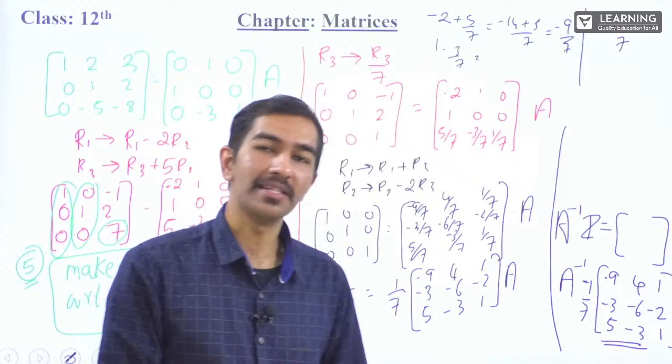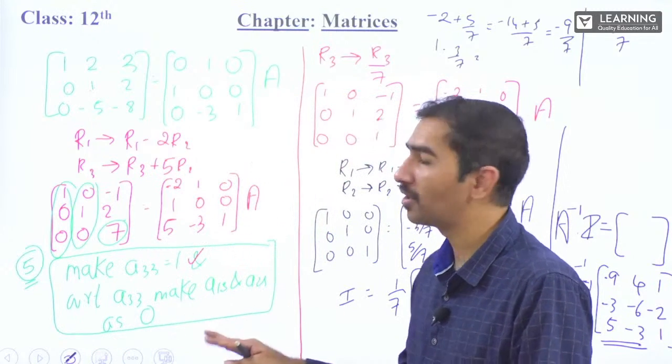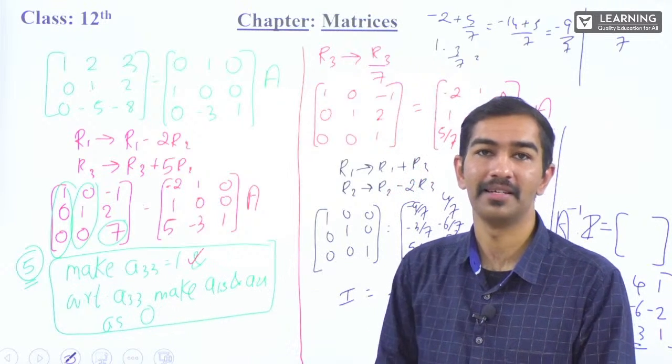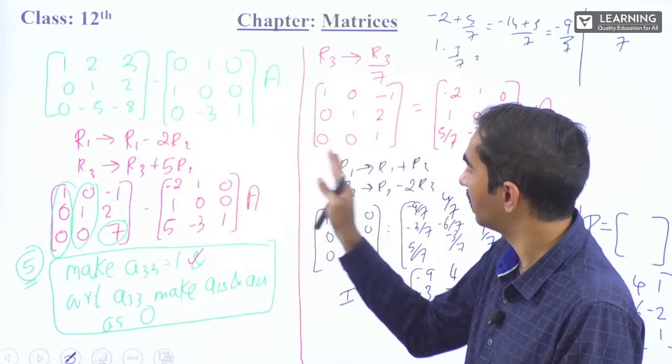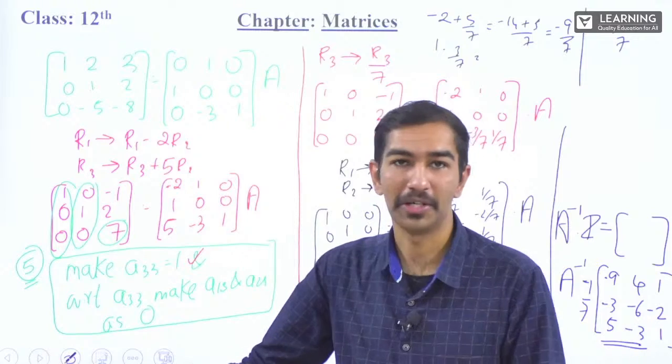So students, getting the answer is okay. That is not a problem. But what is very important in this problem is you have to follow these 5 steps as it is. If you follow these 5 steps, getting inverse will become very, very easy. So we'll just summarize the steps again and we'll be stopping the class.